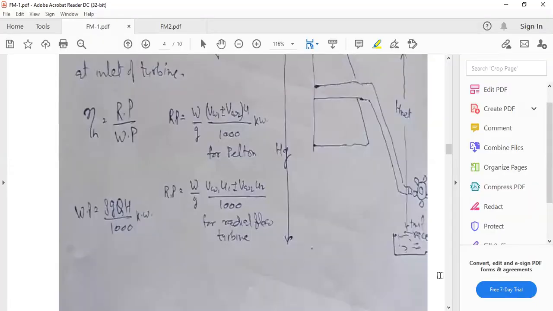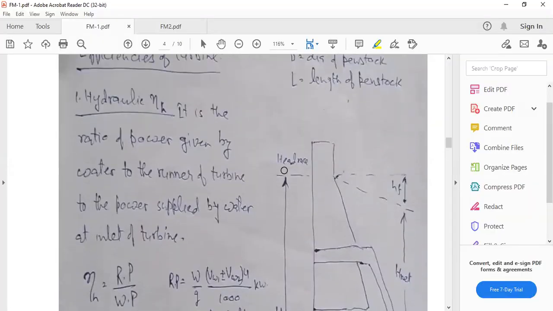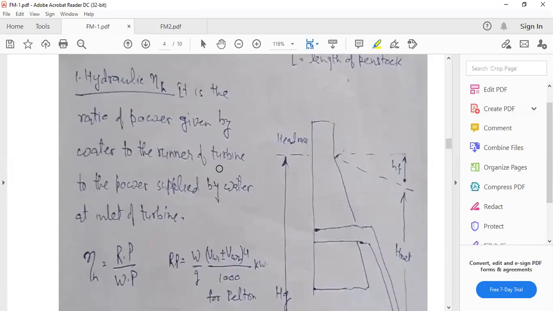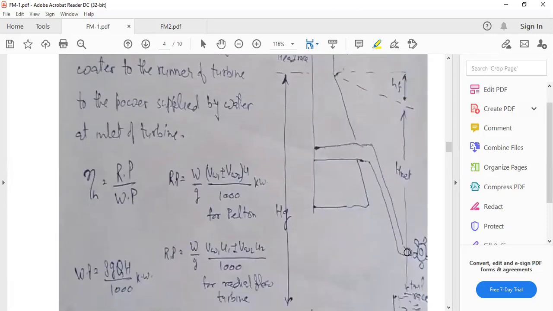So it is a ratio of power given by water to the runner of the turbine to the power supplied by water at the inlet of the turbine. This is the power supplied at the inlet of the turbine, and this is the power supplied to the runner of the turbine. So the ratio of power supplied to the runner of the turbine to the power at the inlet of the turbine, runner power upon water power, is known as hydraulic efficiency.